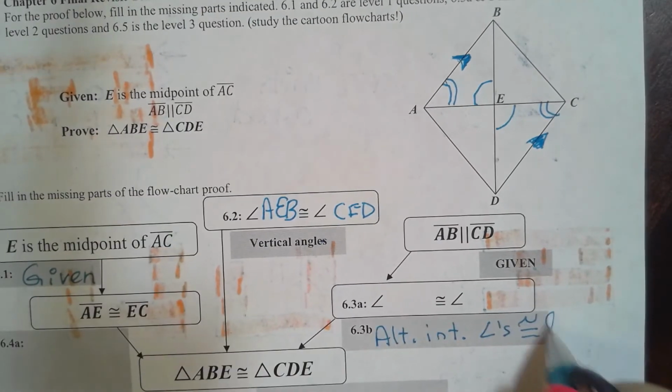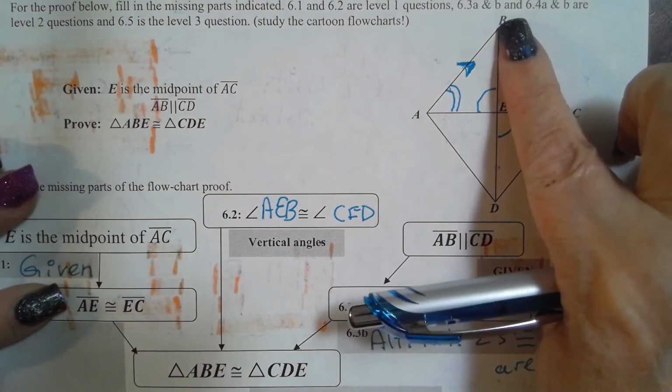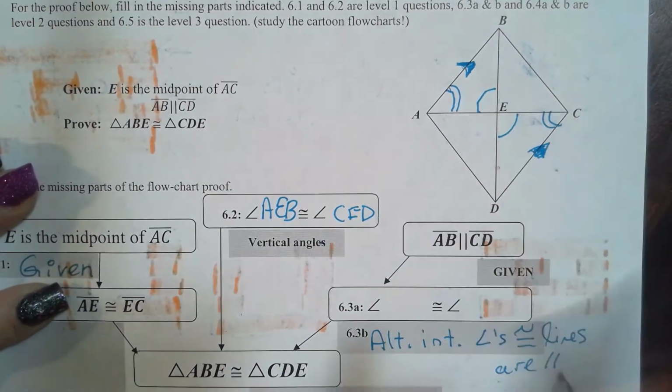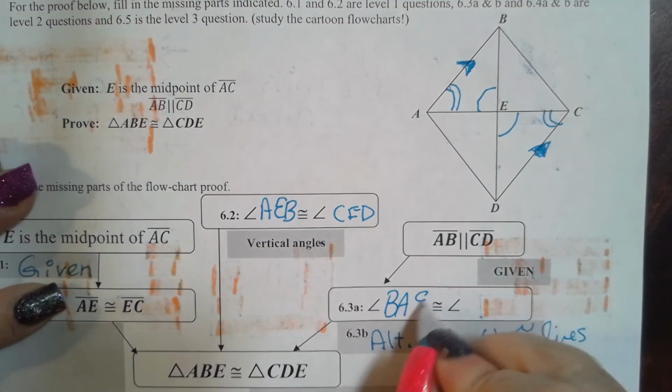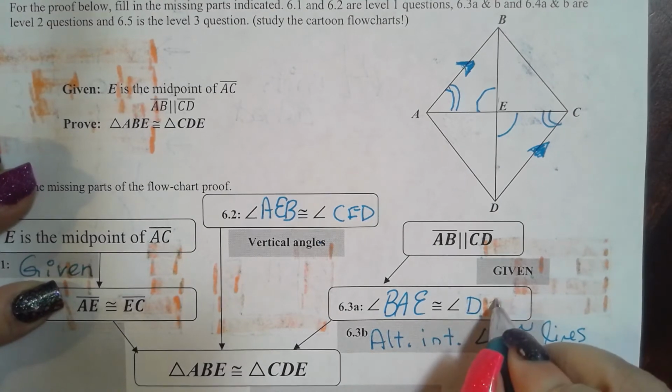They're congruent when the lines are parallel. So now I have to name them, and again I have to use 3 letters. BAE is congruent to DCE.